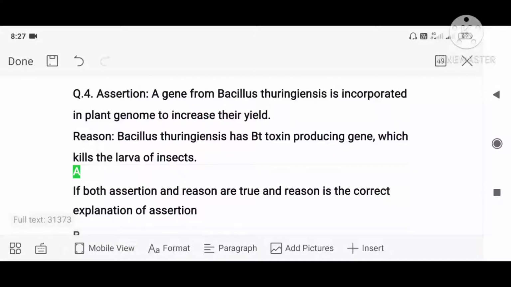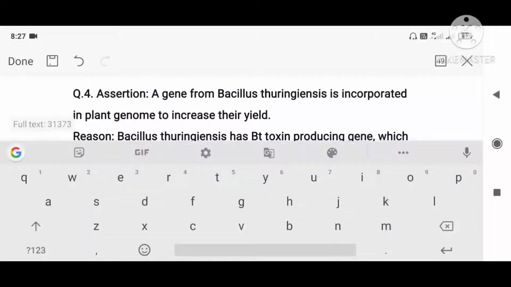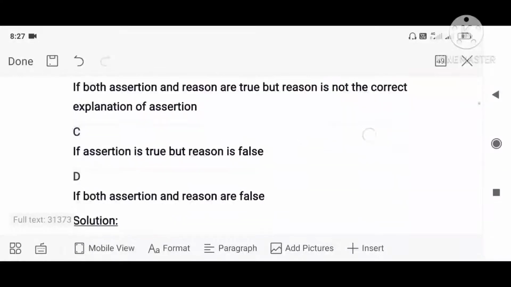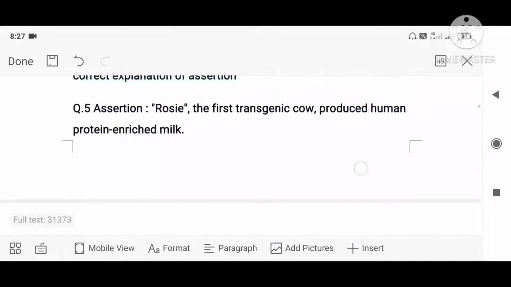So what will be the answer for this? The answer will be A, if both the reason and assertion are correct, and the reason is the correct explanation of the assertion, right? Now moving on to the fifth question.